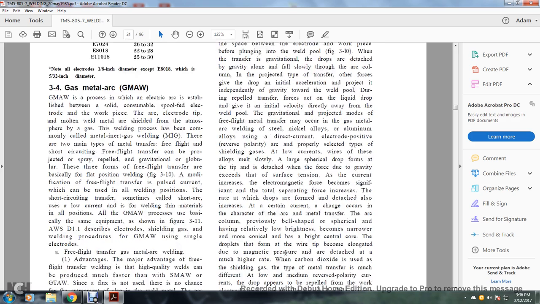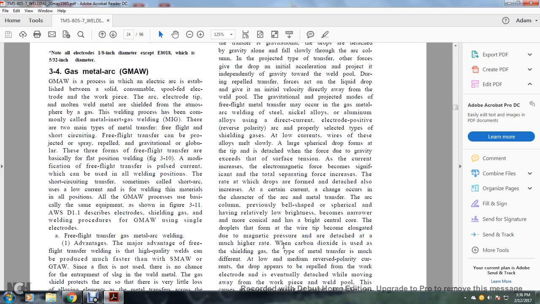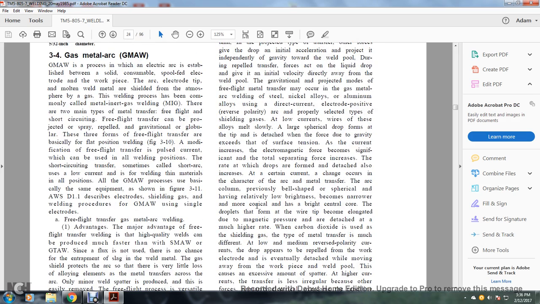The arc columns, previously bell-shaped, become more narrow and conical, with a bright center core. The droplets form at the wire tip and become elongated during the magnetic pinch, and are detached at a much higher rate. When carbon dioxide is used as a shield gas, the type of metal transfer is much different. At low to medium reverse polarity currents, the drop is propelled away from the work and eventually detached while moving away from the weld pool. This causes an extensive amount of spatter.